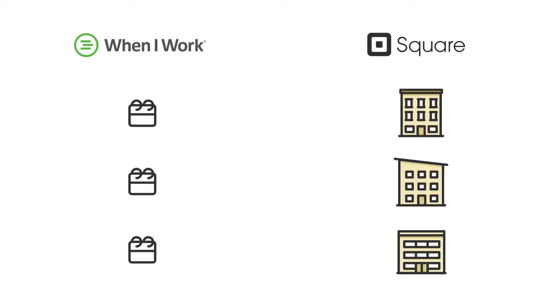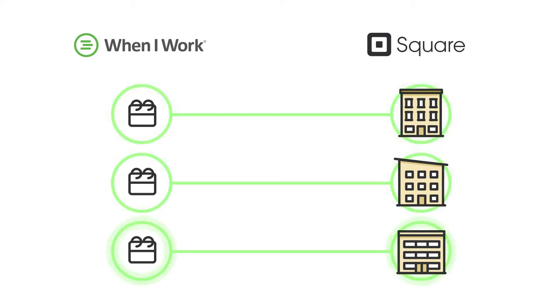OneIWork schedules match to Square locations. Each schedule in OneIWork can be matched to a unique location in Square. So, if you have multiple locations, determine which schedules match to which locations. The hours that are worked at a schedule are sent to the Square location you match here.